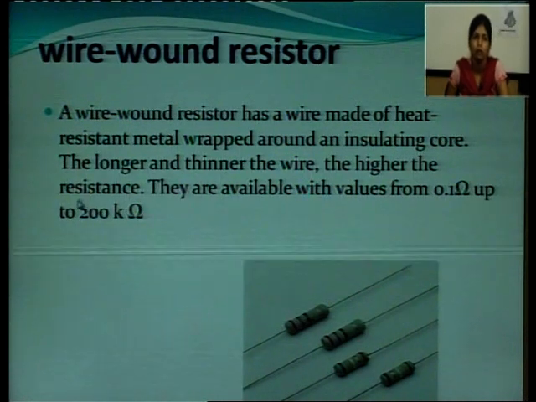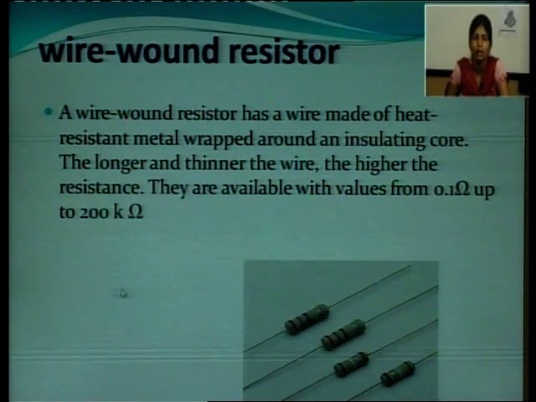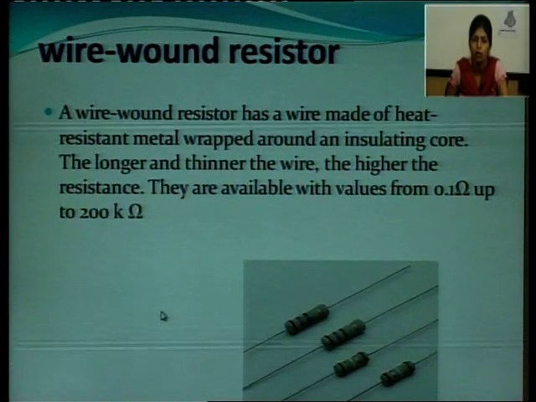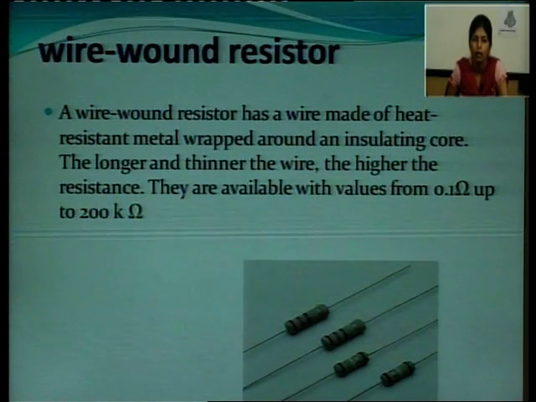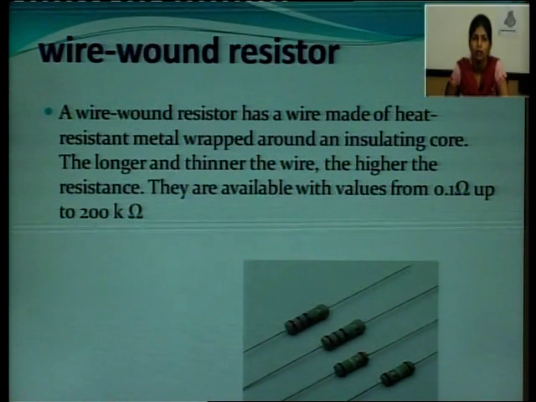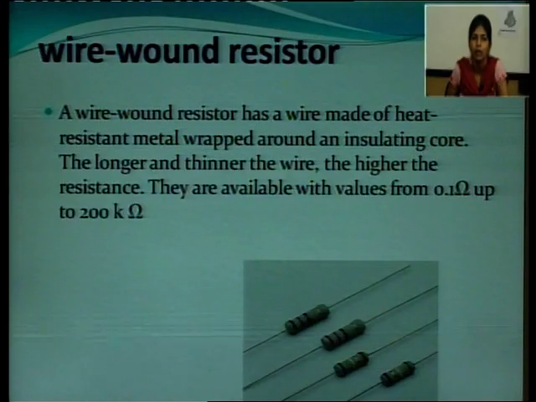So we know that a resistance can be related to length and area by using the relation R equals rho L by A. Now if the length of the wire is large and it has a small cross sectional area, then the resistance of that wire is very high.